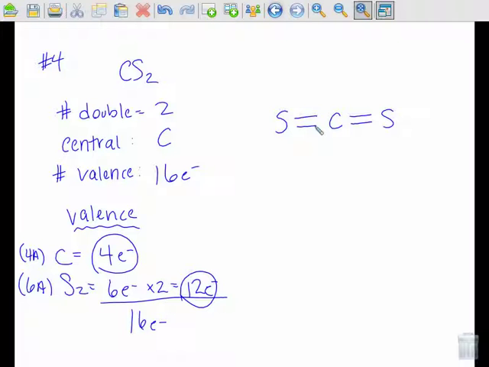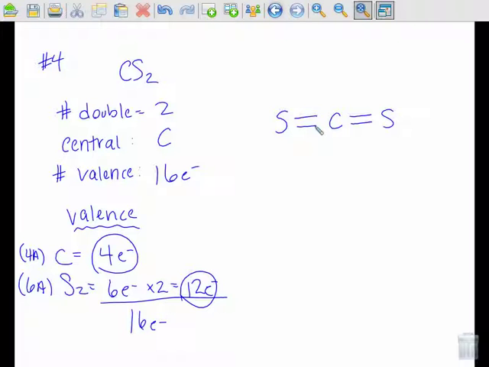Even with a double bond, each line represents 2 electrons. So this line is 2. This line is 2. This line is 2. This line is 2. So you have 2, 4, 6, 8 represented. Means I'm still missing 8. I put those 8 in using dots.